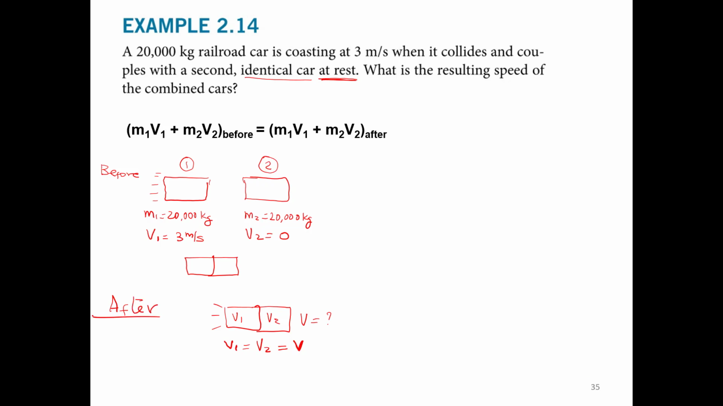Now we need to apply the equation to solve the problem. As you can see in this case, this term is not 0. Yes, this velocity is 0, but this velocity is non-zero. And this is why now we need to take into account the whole equation.